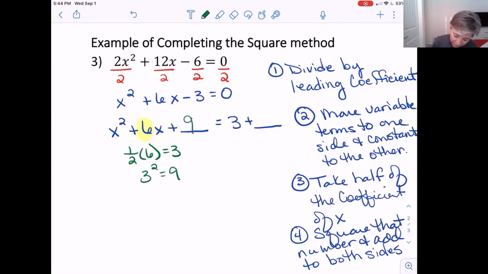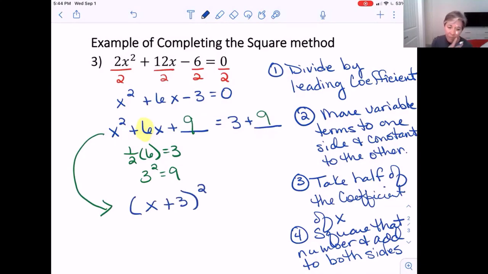So we're going to add a 9 here, but to keep it equal, we're going to add a 9 to the other side. If we have completed the square correctly, that trinomial will automatically factor into x plus 3 squared, either half the 6 or the square root of the 9. That's where we get that 3. And we can solve the right-hand side. That gives us a 12.